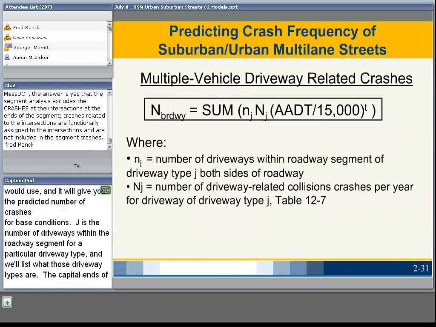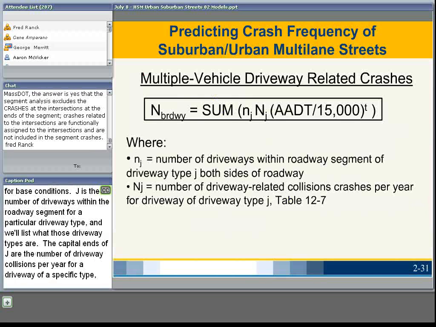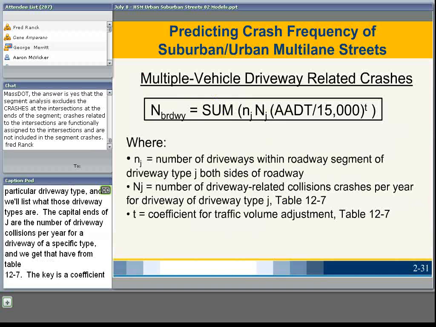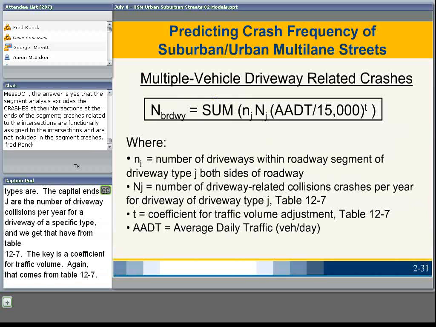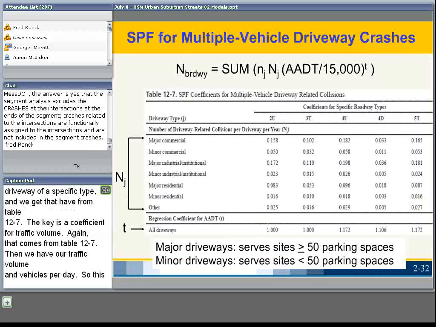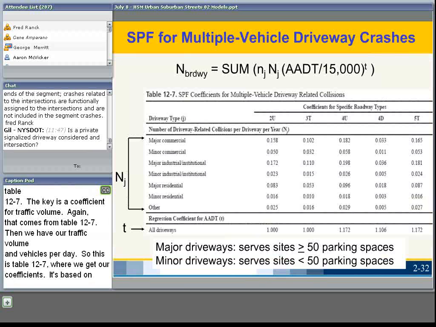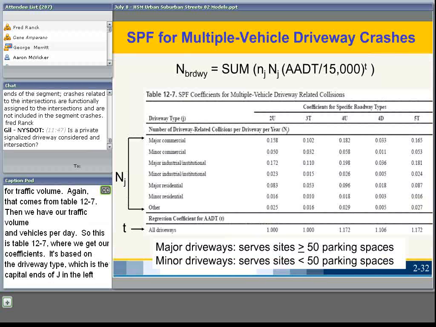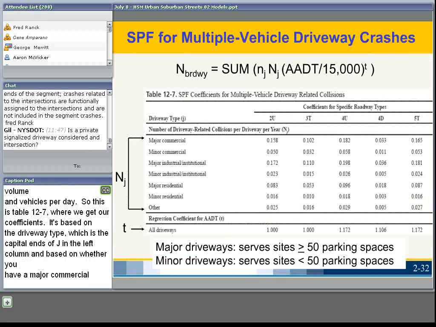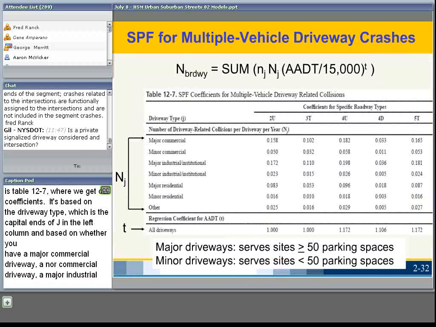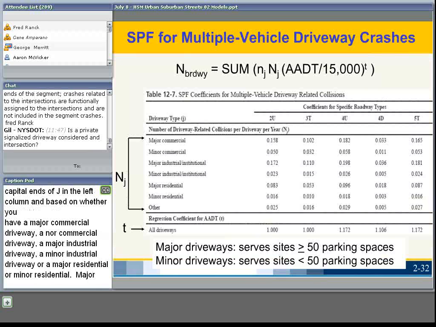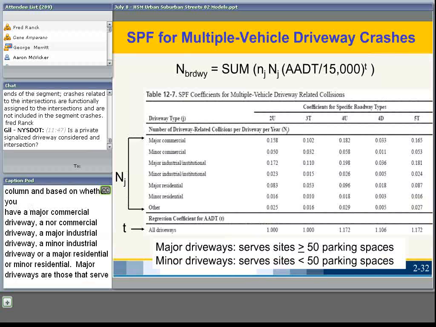So to determine the predicted crash frequency for multiple vehicle driveway-related crashes, this is the safety performance function that we would use. And it will give you the predicted number of crashes for base conditions. Where little n of j is the number of driveways within the roadway segment for a particular driveway type, and we'll list what those driveway types are. The capital N of j is the number of driveway-related collisions per year for a driveway of a specific type, and we get that value from table 12.7. T is a coefficient for traffic volume. Again, that comes from table 12.7. Then we have our traffic volume in vehicles per day.